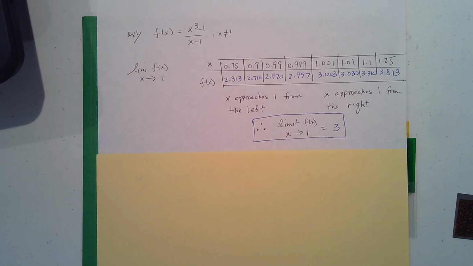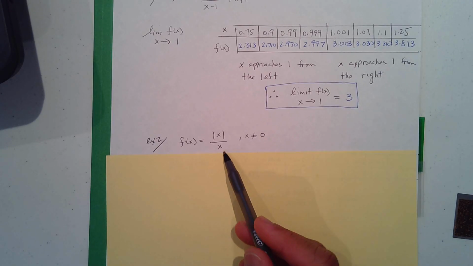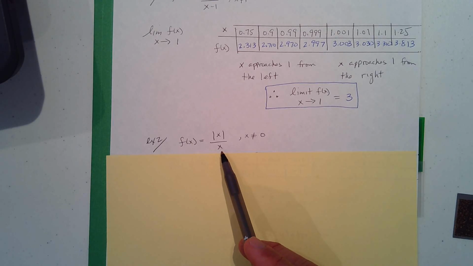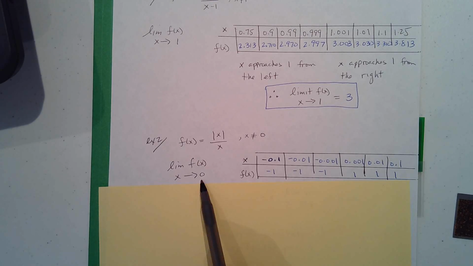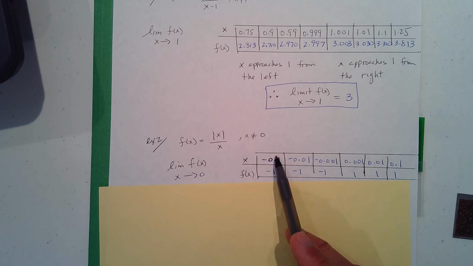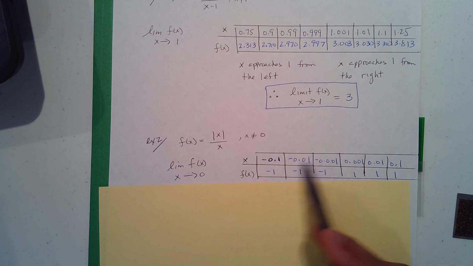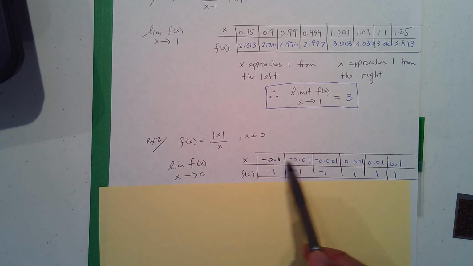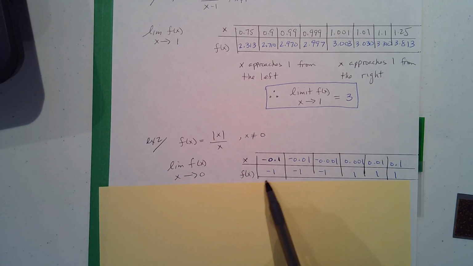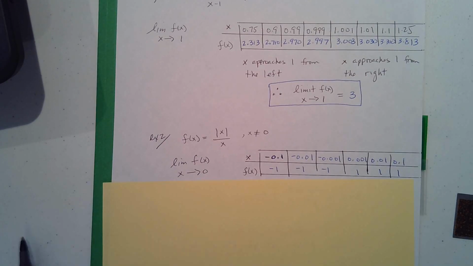Moving on to example 2, the function is the absolute value of x divided by x. x cannot be 0 because we will have a discontinuity. So the limit of f of x as x approaches 0, this is f of x. Again, now we're looking at the left side of 0 and the right side of 0. The left side of 0 are negative numbers. The right side of 0 are positive numbers. Well, when we put these values in for x, on the left side, our y value is negative 1. On the right side, our y value is positive 1.